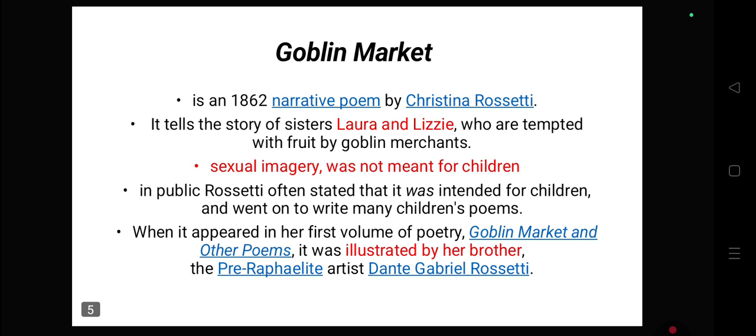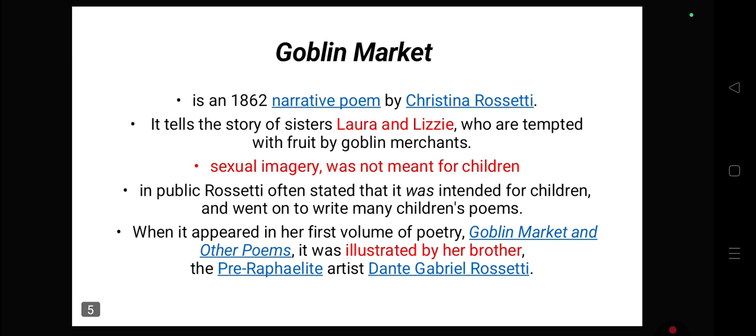Now, when this particular word temptation comes into context, you may be reminded of something else. That was the temptation before Eve in paradise, when Satan offered her the forbidden fruit. Interestingly, there also we have forbidden fruit. Here also we are going to have forbidden fruit. The difference is that there the two characters were Adam and Eve, and here we have Laura and Lizzie, or Lizzie and Laura.